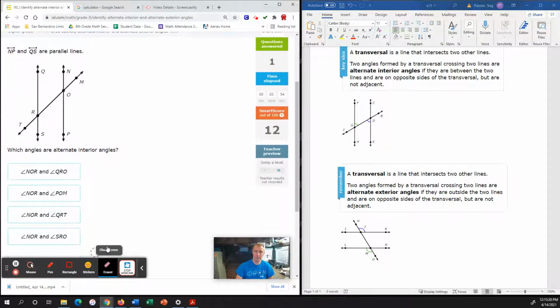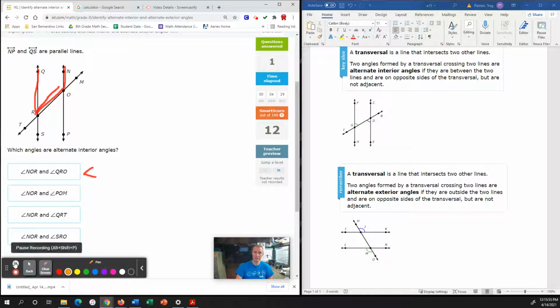All right, here we go. Our next problem, we are looking for which angles are alternate interior angles. So we're going to go ahead and start with the first one and see if they're on the inside and if they're on the opposite sides. So NOR, perfect, on the inside, and QRO. So this doesn't work because notice that QRO has a smaller opening compared to NOR. So the first one doesn't work.